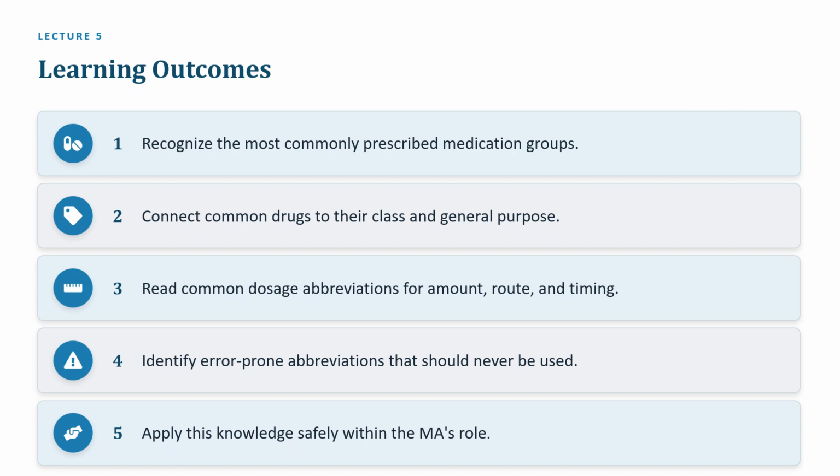Fourth, and here's our safety priority, identify the error-prone abbreviations that should never be used because certain shorthand has caused real harm to patients and you need to recognize and avoid it. Fifth, apply all of this knowledge safely within your role as a medical assistant, staying inside your scope of practice while being a reliable safeguard.